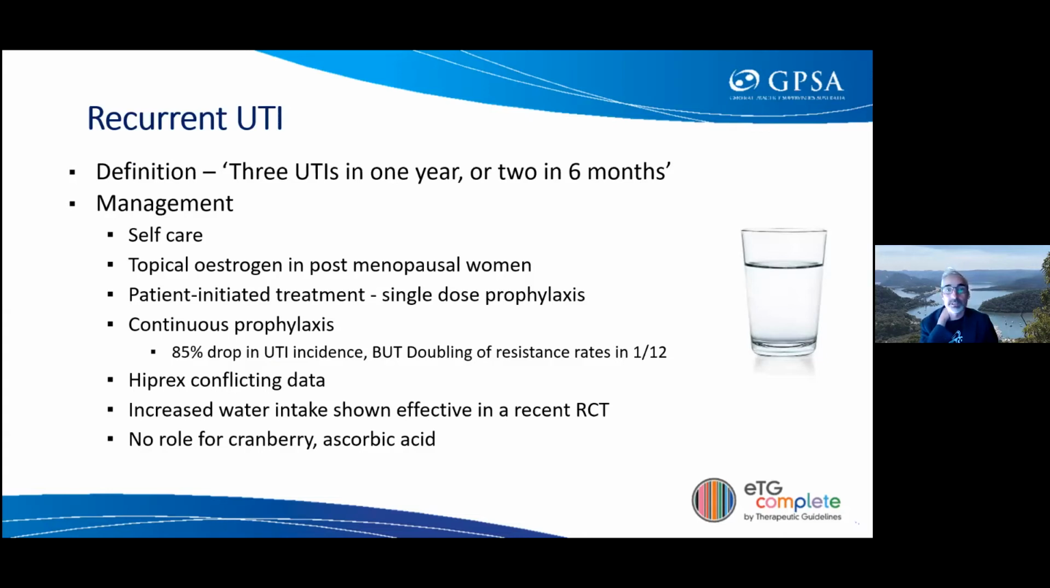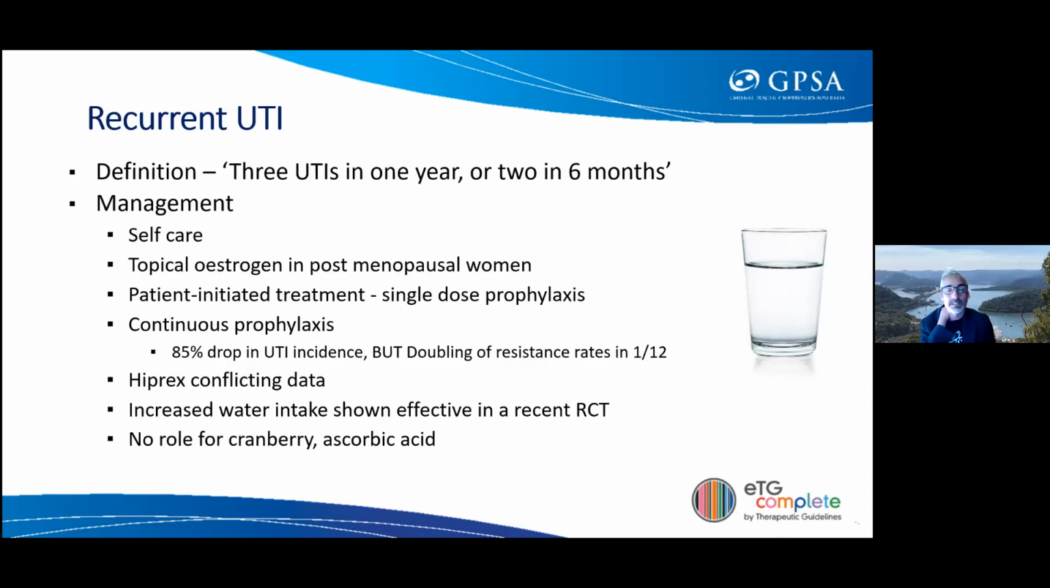Topical estrogen, not so much in RCTs, but in lots of observational data in postmenopausal women, is effective in decreasing recurrent UTIs, and that's important to think about. Hippuric acid, conflicting data, some studies showing benefit, some not. Cranberry and vitamin C, I mentioned in the past, don't work.